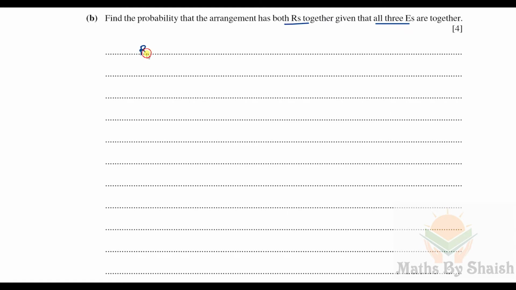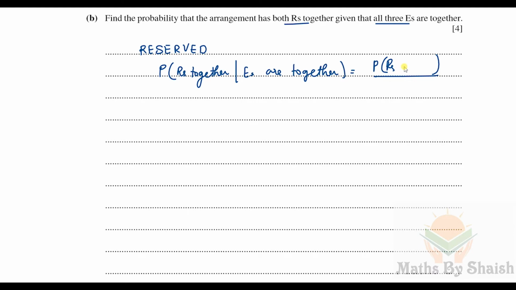It is RESERVED. Now if it is given, that means conditional probability, then we need to find the probability of R's together, given that E's are together. So this is going to be the probability of the intersection of these two, R's together and E's together, divided by the probability of E's together.